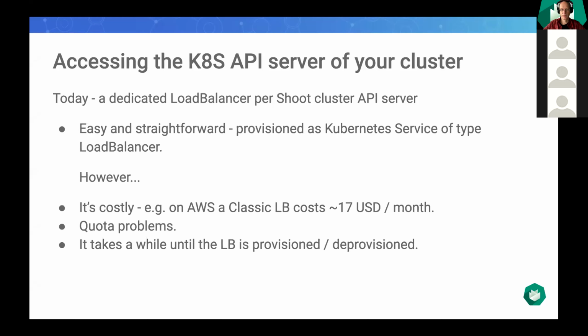However, this approach has several downfalls, and one of those is, first, it costs money. For example, on AWS, a classic load balancer can cost at least $17 per month. You also have quota problems, depending on the cloud provider. You might run into problems, especially with the amount of load balancers, and also it takes some time until it's provisioned and also deprovisioned.